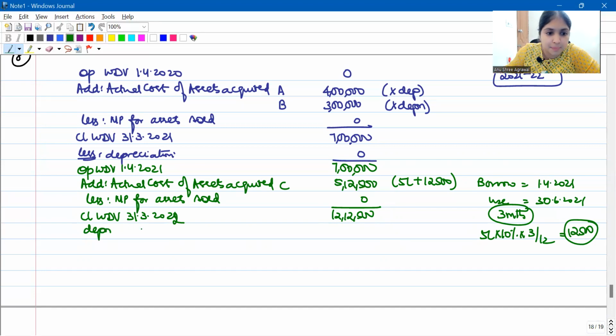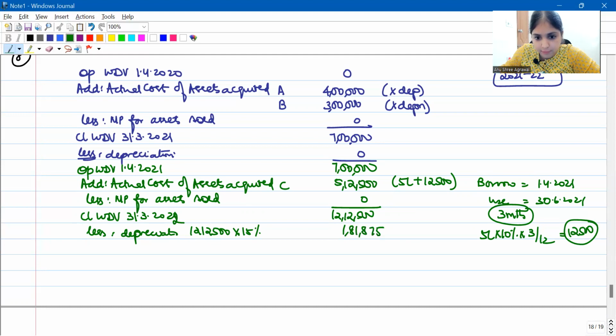So what will be the depreciation then? Less depreciation. How will I calculate? 12,12,500 into 15%? That is going to be 1,81,875. So our opening WDV for 1st April 2022 will become 10,30,625.